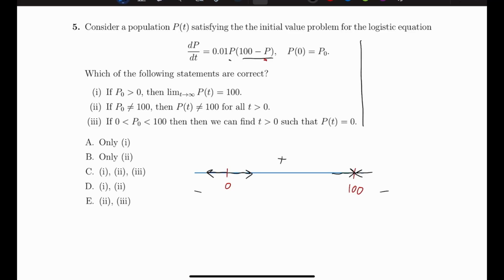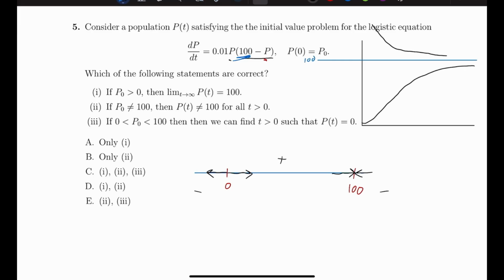And what that logistic equation graph always looks like is an asymptote up at your carrying capacity, which is this number here, 100. And then we'll have a curve like that, and a curve like that. Now we can start taking a look at our true-false statements.